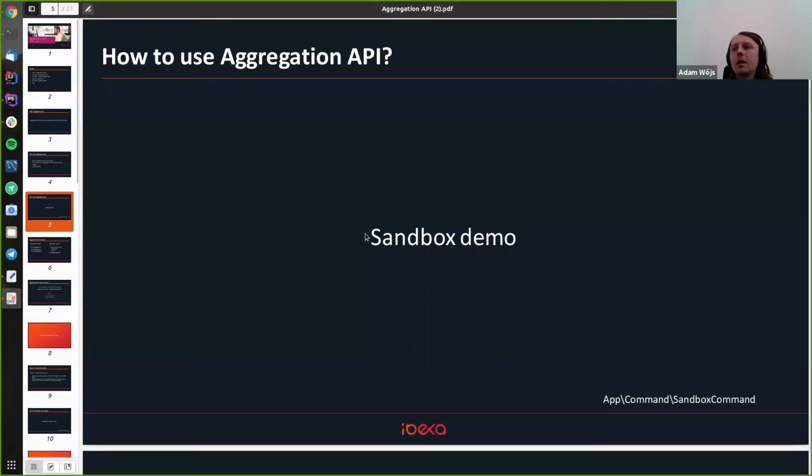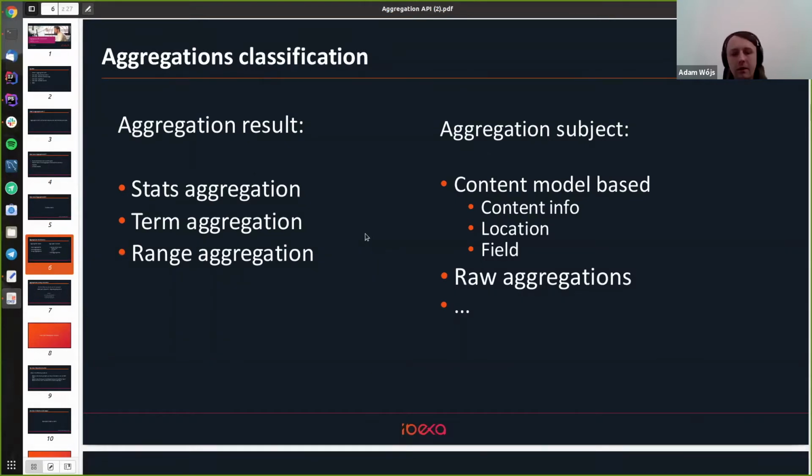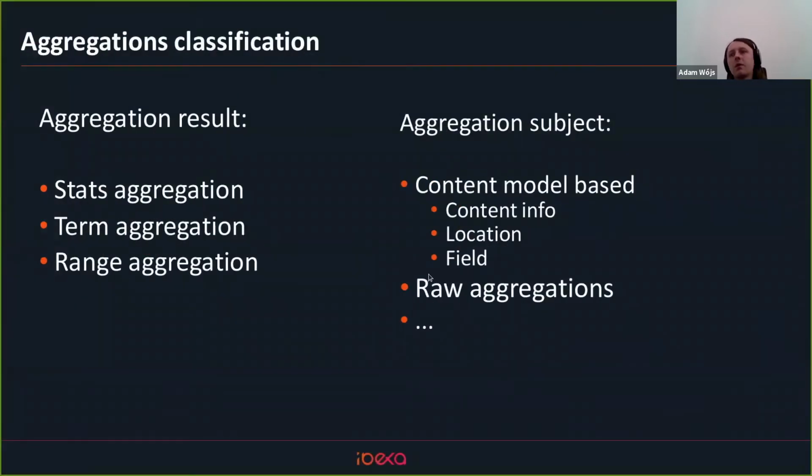Okay. The next important thing, which will help you later on find the right aggregation for your task, is how we classify them, at least those which are built into the product. You could classify or group the aggregations by their result, and we have in the product stats aggregation, term aggregation, and range aggregation, or you could group them by subject.